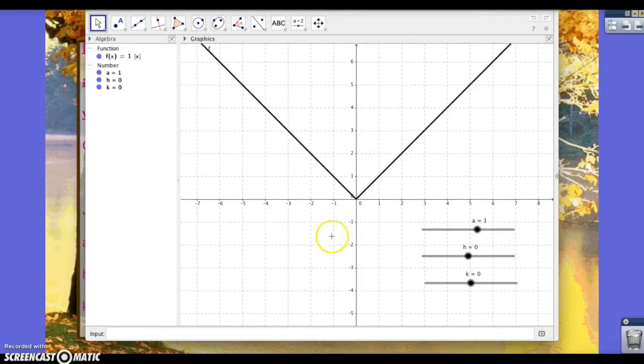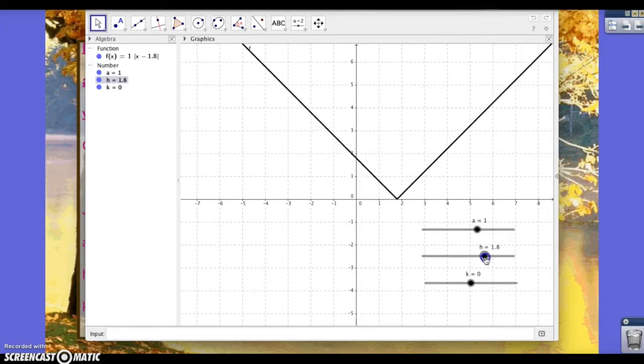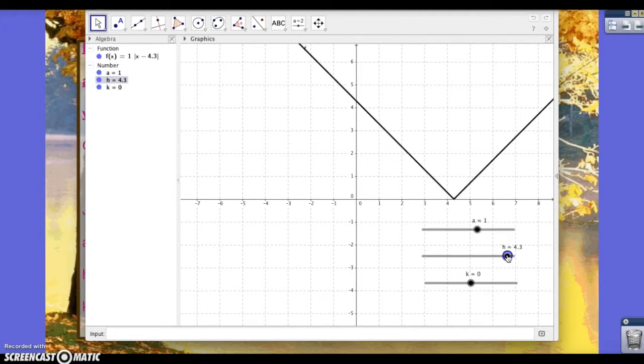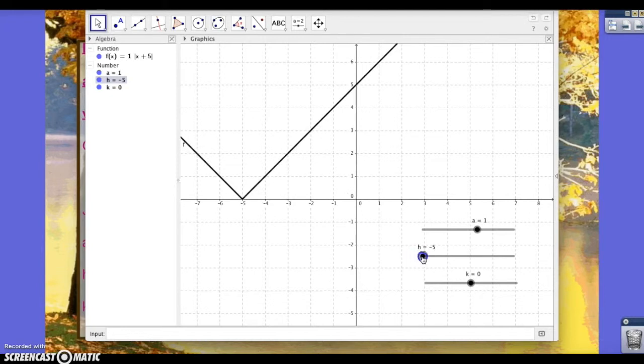So we could sort of talk about absolute value. First of all, absolute value graphs are V-graphs. And right now we notice H is 0 and K is 0, so here's 0, 0 right here. Well, let's take a look. We're going to go with H first. If I take the H slider and I move it, let's see what happens. If I move it to the right, as my numbers increase, it moves to the right. As it decreases, it moves to the left.